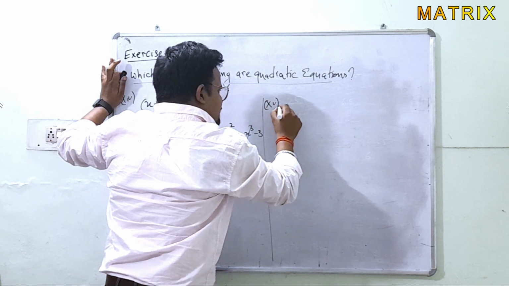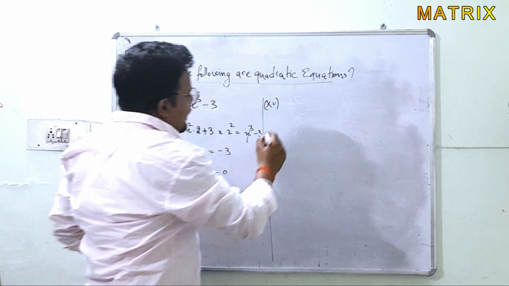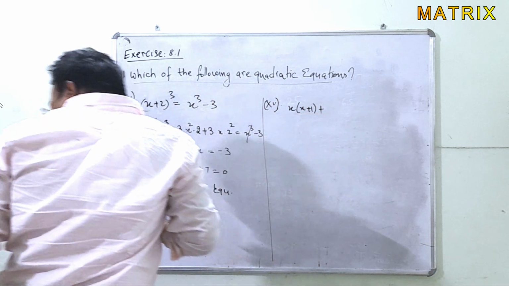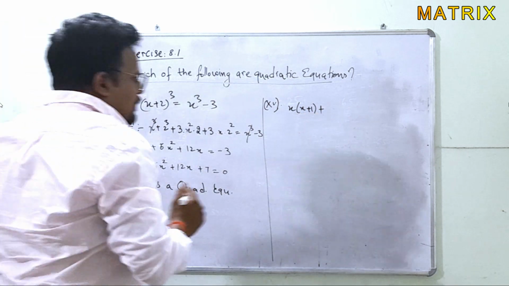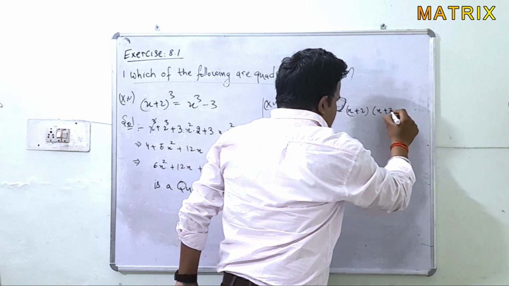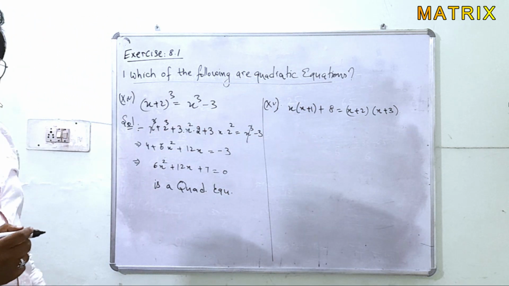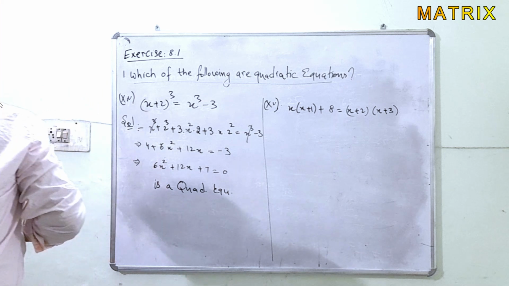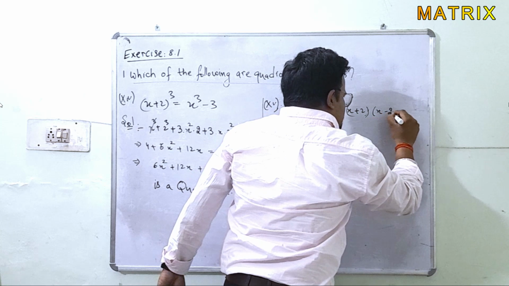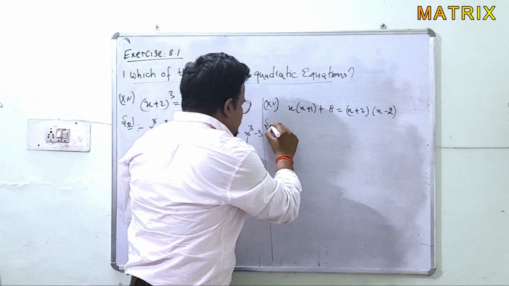So let's take one more example. This is the last example. In this, it will be x multiplied by x plus 1 plus 8 is equal to (x plus 2) multiplied by (x minus 2). So we want to solve this and check whether it is a quadratic equation or not. Basically this is not x plus 2, this is x minus 2. Alright, so let's see. So how to solve this? How to check?